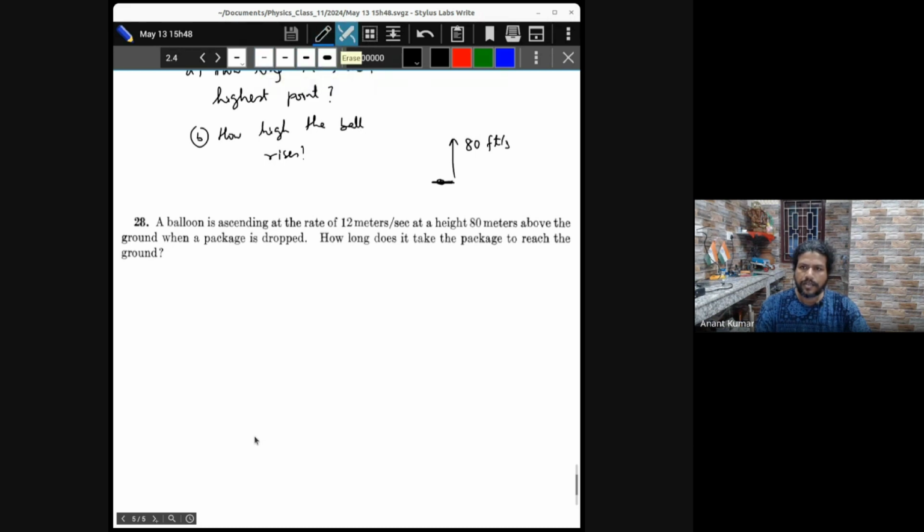Can you find out in this case the... basically I could solve this problem by using the fact that once it has reached the ground, you can just put the final position to be 0, isn't it?